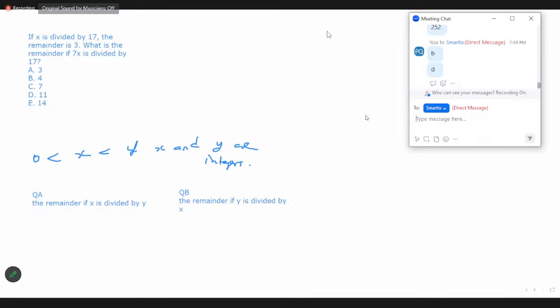Now if you divide y by x, since x is smaller than y, then essentially x is going to go into y, and you're going to be left with something that is actually smaller than x as a remainder. Otherwise, it wouldn't have been the remainder. So the answer to quantity B is a value which is less than x, and the answer to quantity A is x. So x and something less than x, definitely x is greater. So quantity A is greater than quantity B.